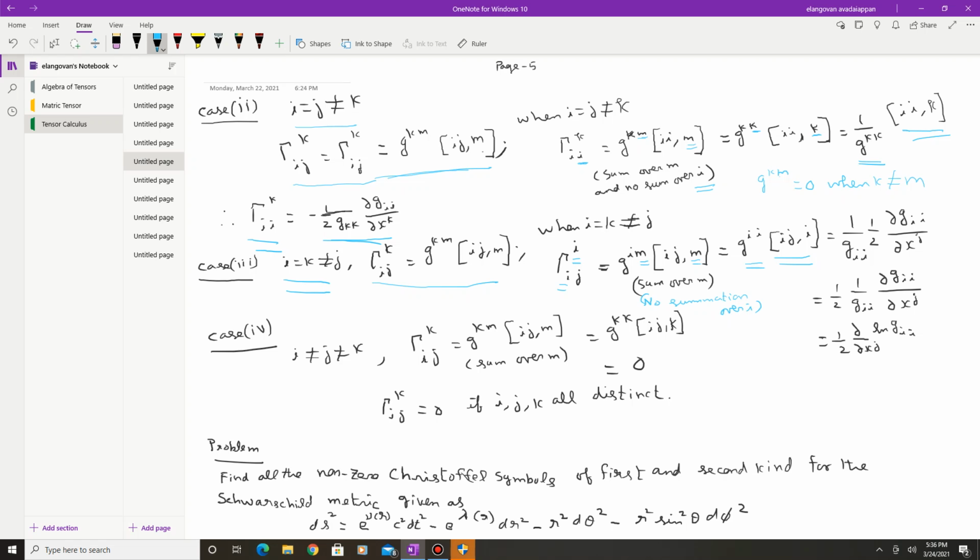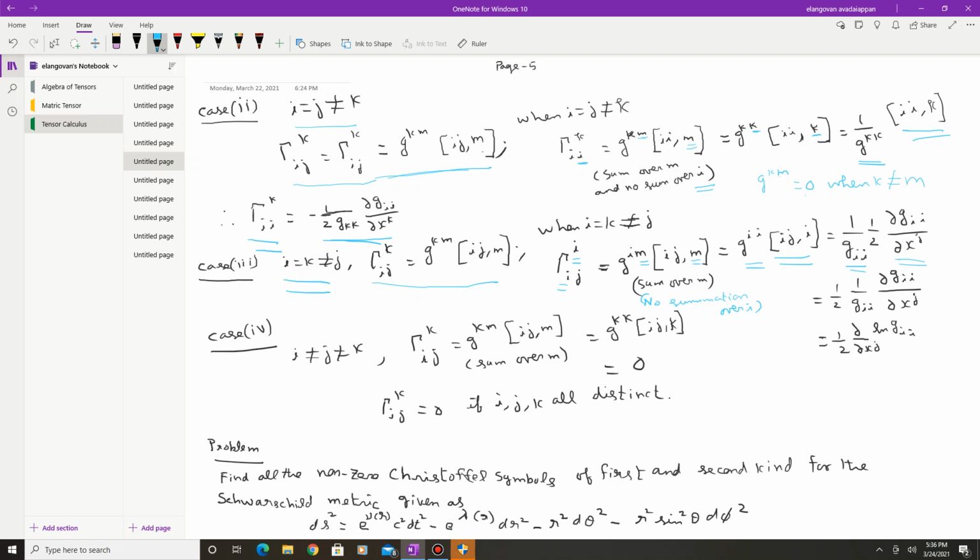Now what is g I? This is the component of the contravariant metric tensor, which can be expressed as 1 by g I, the ith component of the covariant metric tensor. And you substitute for I j comma I from your previous relation. If you substitute back, you will get this expression: half times 1 by g I times partial derivative of g I with respect to x j. So you get this expression.